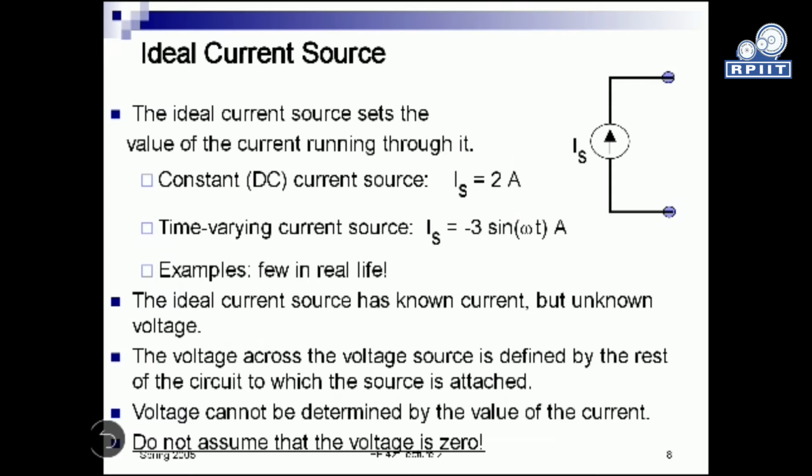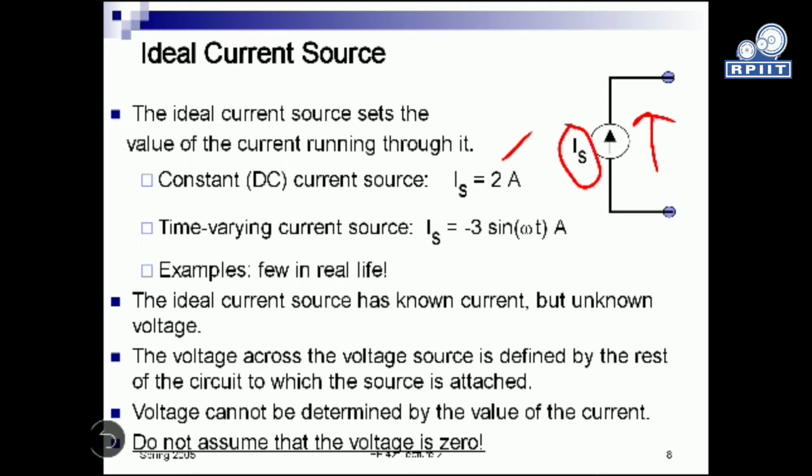In an ideal current source, basically we have to set the value of current that is running through a resistance or through a wire. So here Is is the ideal current source, and its direction is represented like this. And we can say the constant current source Is is equal to 2 ampere. So 2 is the fixed value, so it is called the constant current source.